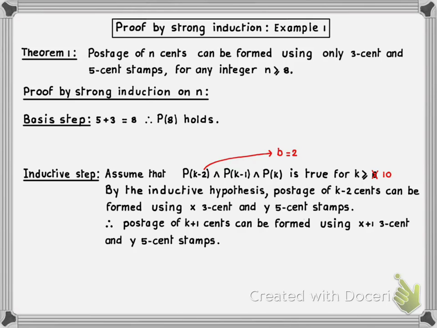Can we take 3-cent and 5-cent stamps to total 9 cents? Well, the answer is yes. We just take three 3-cent stamps to a total of 9 cents. So P of 9 definitely holds. How about P of 10? Well, in this case, we can use two 5-cent stamps to total 10 cents. So therefore, P of 10 also holds. Now with these two corrections, we have completed the proof of this theorem by strong induction on n, since we provided a correct proof of the basis step and a correct proof of the inductive step.